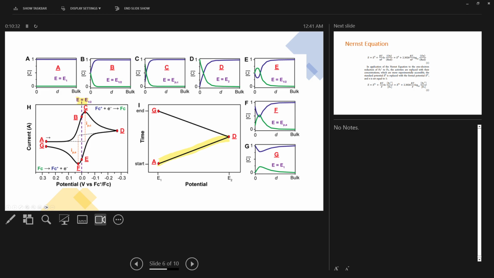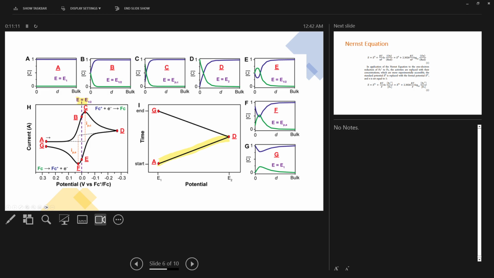The same thing happens with the ferrocene amount. The green line shows the ferrocene at point B. When E is equal to E half at point B, the ferrocenium and the ferrocene amounts on the cathode are equal. But as we move away from the cathode, the ferrocene, meaning Fc, is decreasing, while the ferrocenium, Fc+, is increasing up to a certain limit.